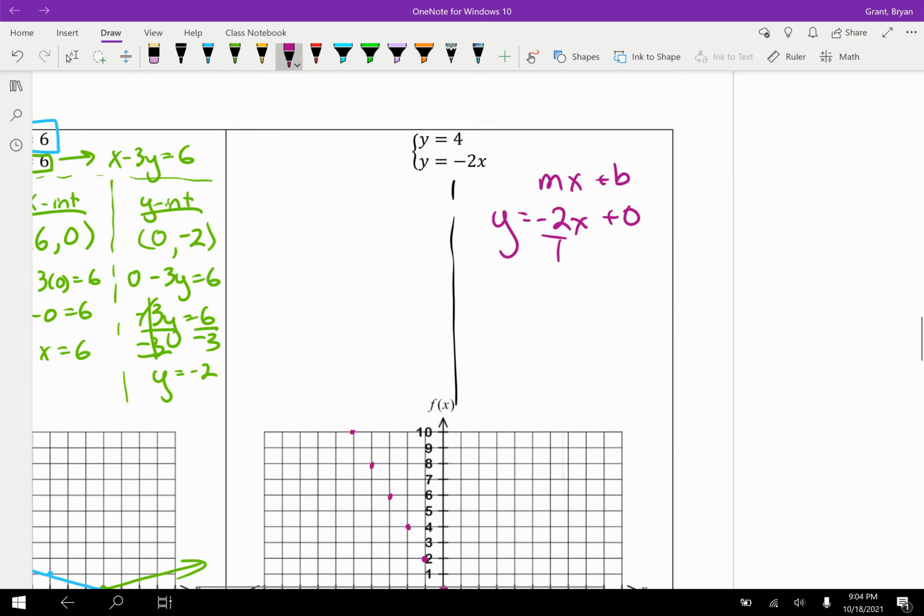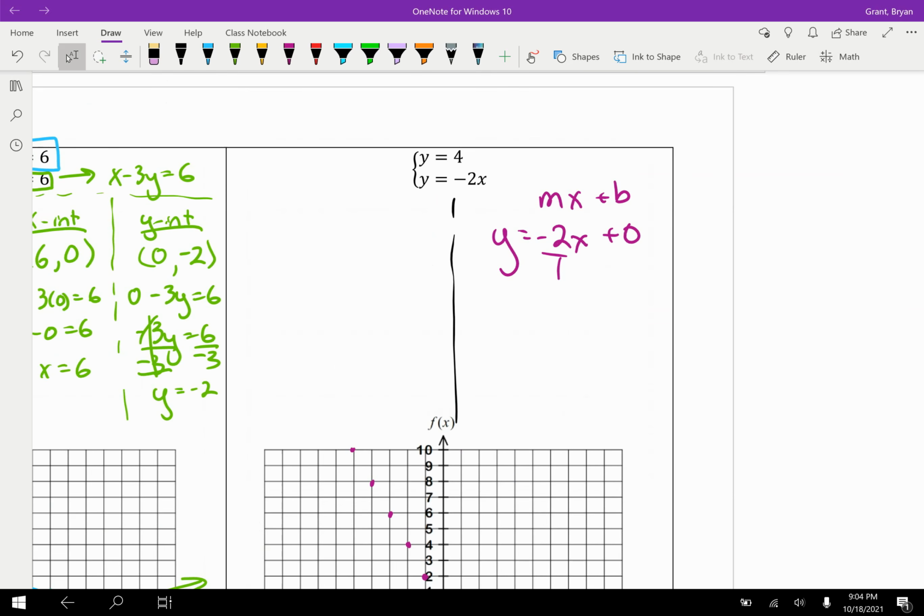Perfect. 1 down, 1 to go. Y equals 4. Now, there are, again, a couple ways to take care of this. Maybe the fastest way is if you remember y equals 4 is a horizontal line. But I know not everybody remembers that, so I'm going to add in what's missing here. What's missing to make this in the form y equals mx plus b?